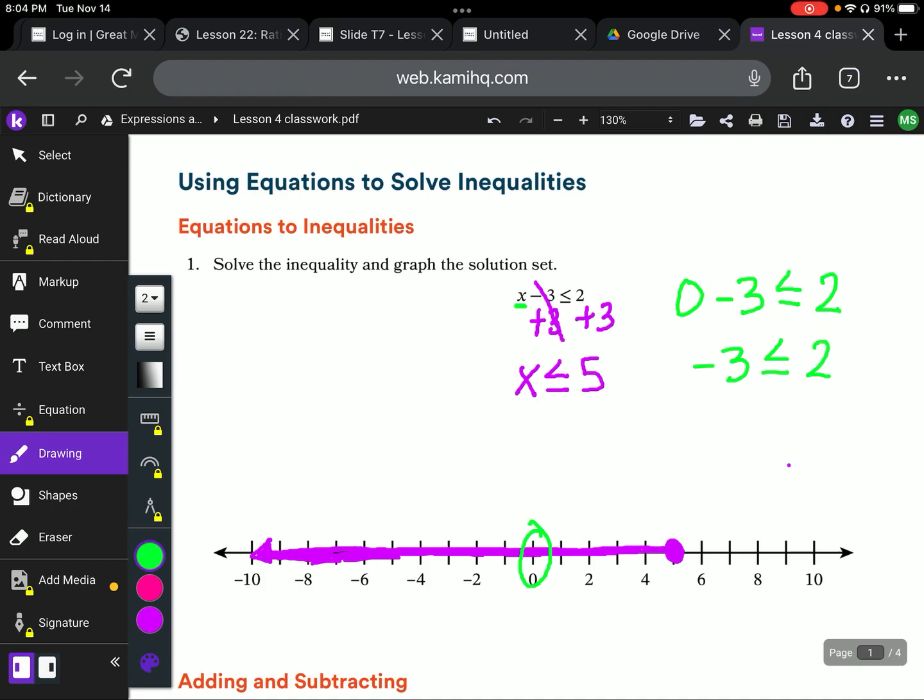And I could have tried any one of these numbers, right? I could have tried 4. So again, instead of writing x, I'm going to write 4. 4 minus 3, is that less than or equal to 2? Well, 4 minus 3 is 1. 1 is less than or equal to 2. So I've checked to make sure that yes, in fact, I did graph in the correct direction and that my solution is correct.